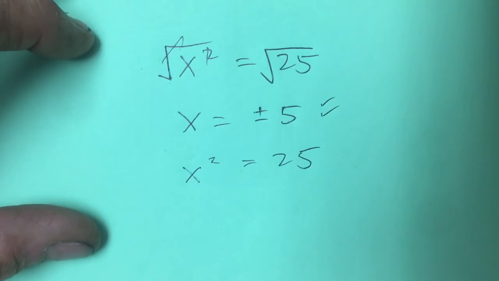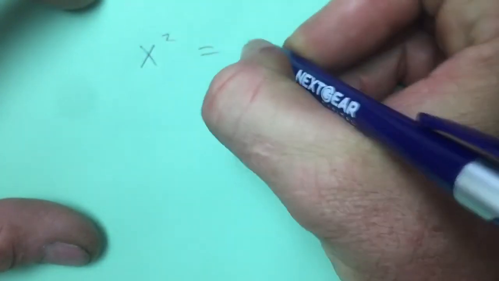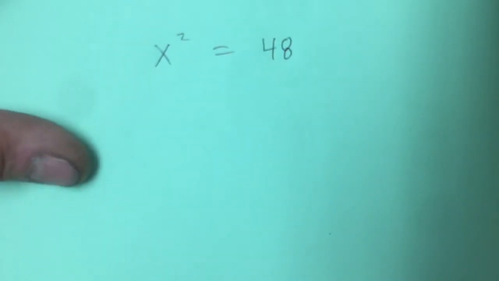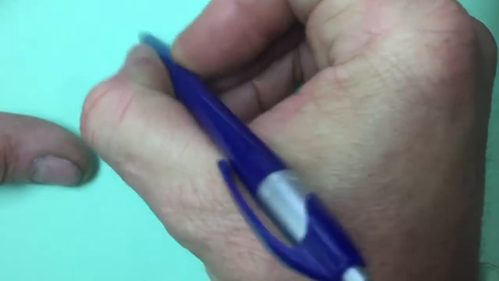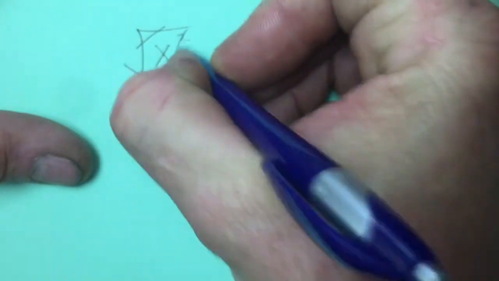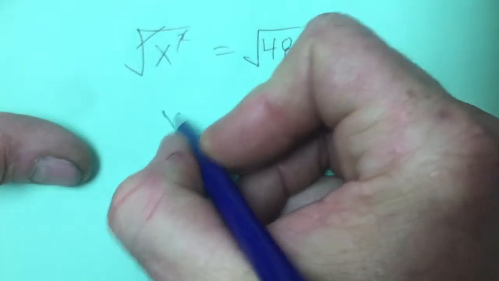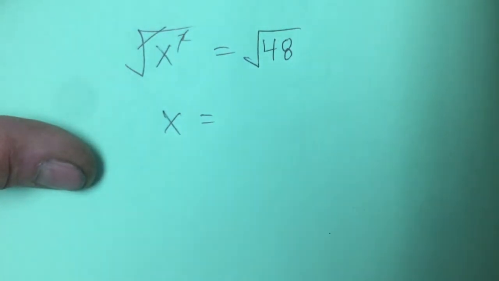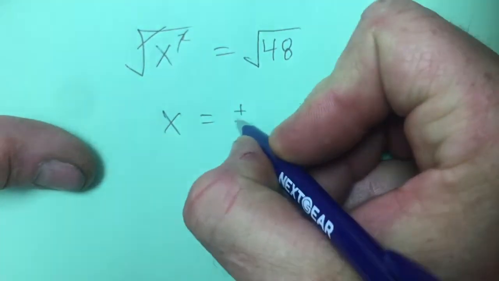Okay, now sometimes we've got one that's not a perfect square, like this one, x squared equals 48. When I square root both sides, the square root cancels the square, so I have just x here. Over here I've got the square root of 48, which is not a perfect square. But I do know it's plus or minus.